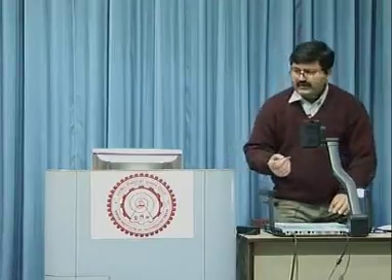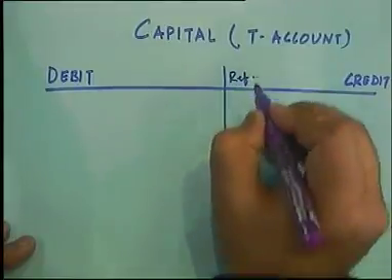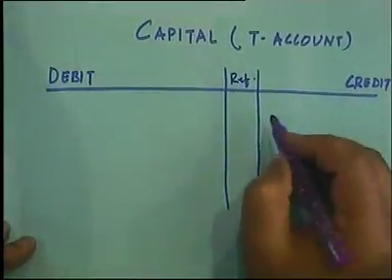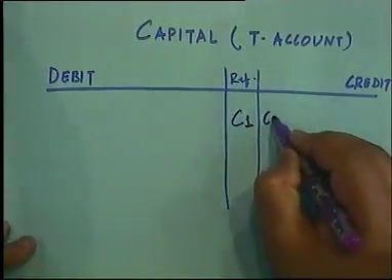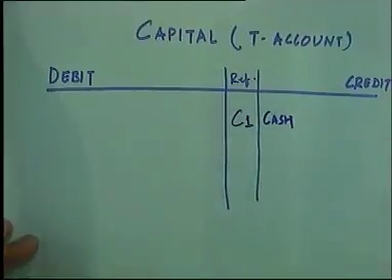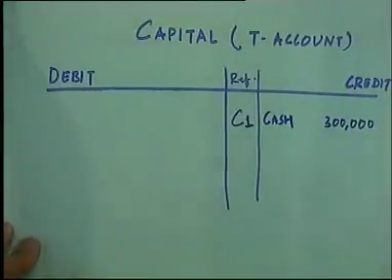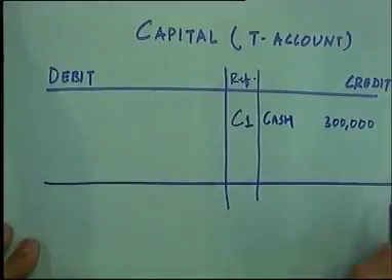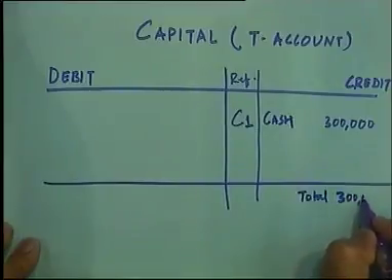Now increase in liability, you record it under which side? Under credit side. So this is how you will record. There could be a reference here. Reference number could be C1, anything. Now this is under cash, because capital you got it in form of cash and for an amount of 300,000. So the total here is 300,000.